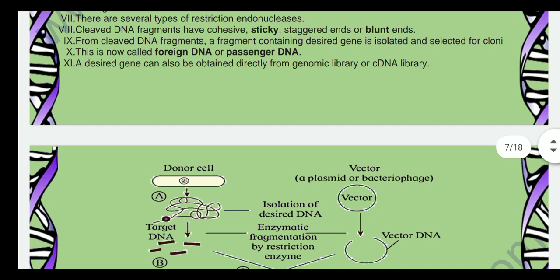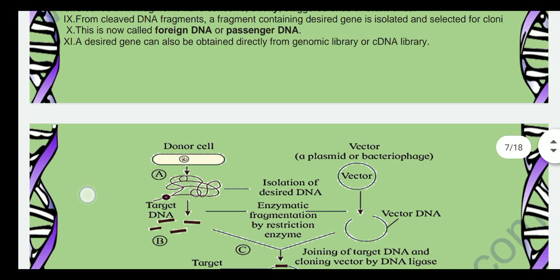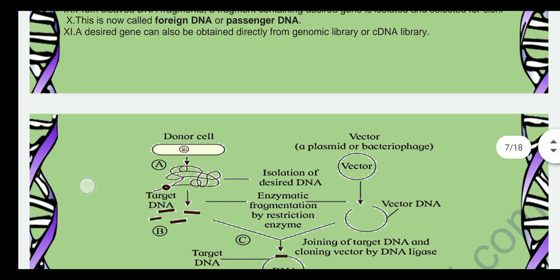There are several types of restriction endonucleases. Cleaved DNA fragments have cohesive, that is sticky, ends which get attached to another gene, the staggered ends or blunt ends that we studied in the last lecture. From the cleaved DNA fragments, the fragment containing the desired gene is isolated and selected for cloning, and this is now called foreign DNA or passenger DNA, which is going to travel and shift to the host cell.